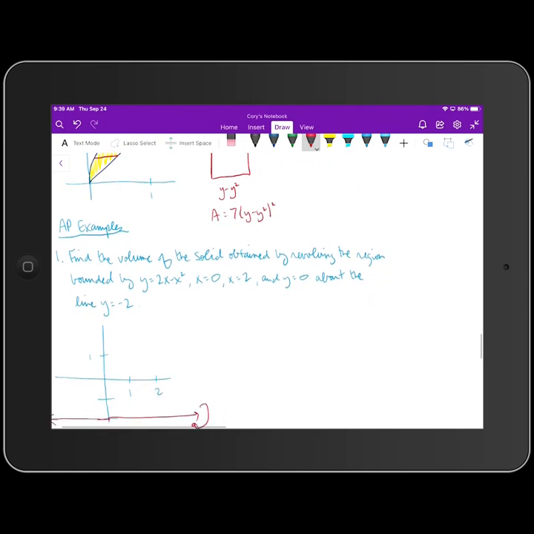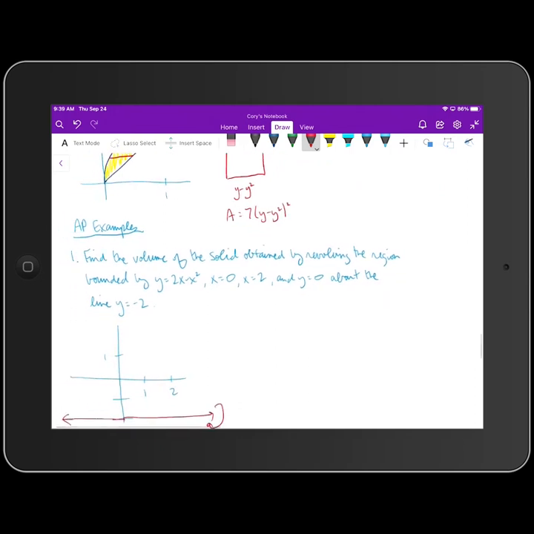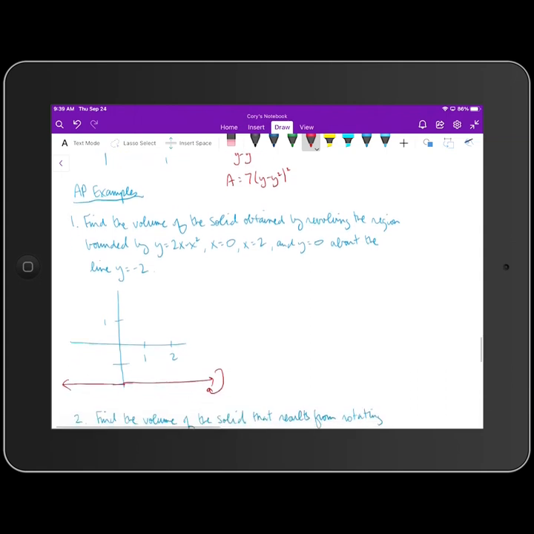Okay, so we're going to move on to some AP level examples next. So when I give you these questions, I want you to work these out on your own. It's going to take bits and pieces that we've talked about in this lesson, and see if you can figure out what method works best without being told what method to use. Okay, so I want you to try these on your own and then stop, and then you can check your answers at the end.